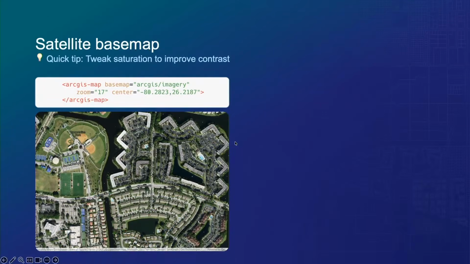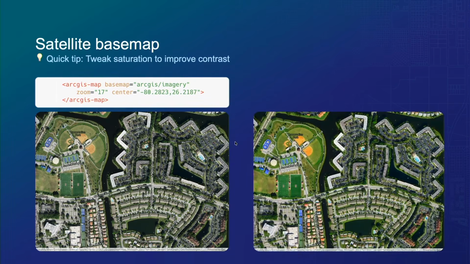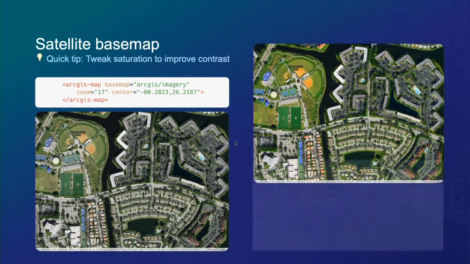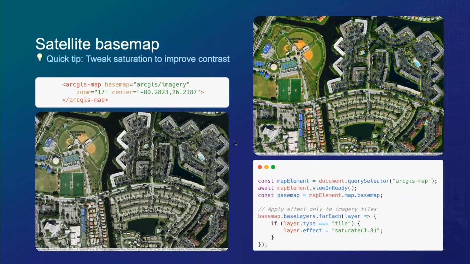Okay, another quick tip that I heard recently, and I had never thought about this, is how you can make your satellite base map look a little bit better, or at least how I feel it looks better, just by increasing the saturation. Just by touching the saturation values, which is as simple as adding a few lines of code in your application, will make the base map, I think, sometimes look better. So I just wanted to share that quick tip with you.